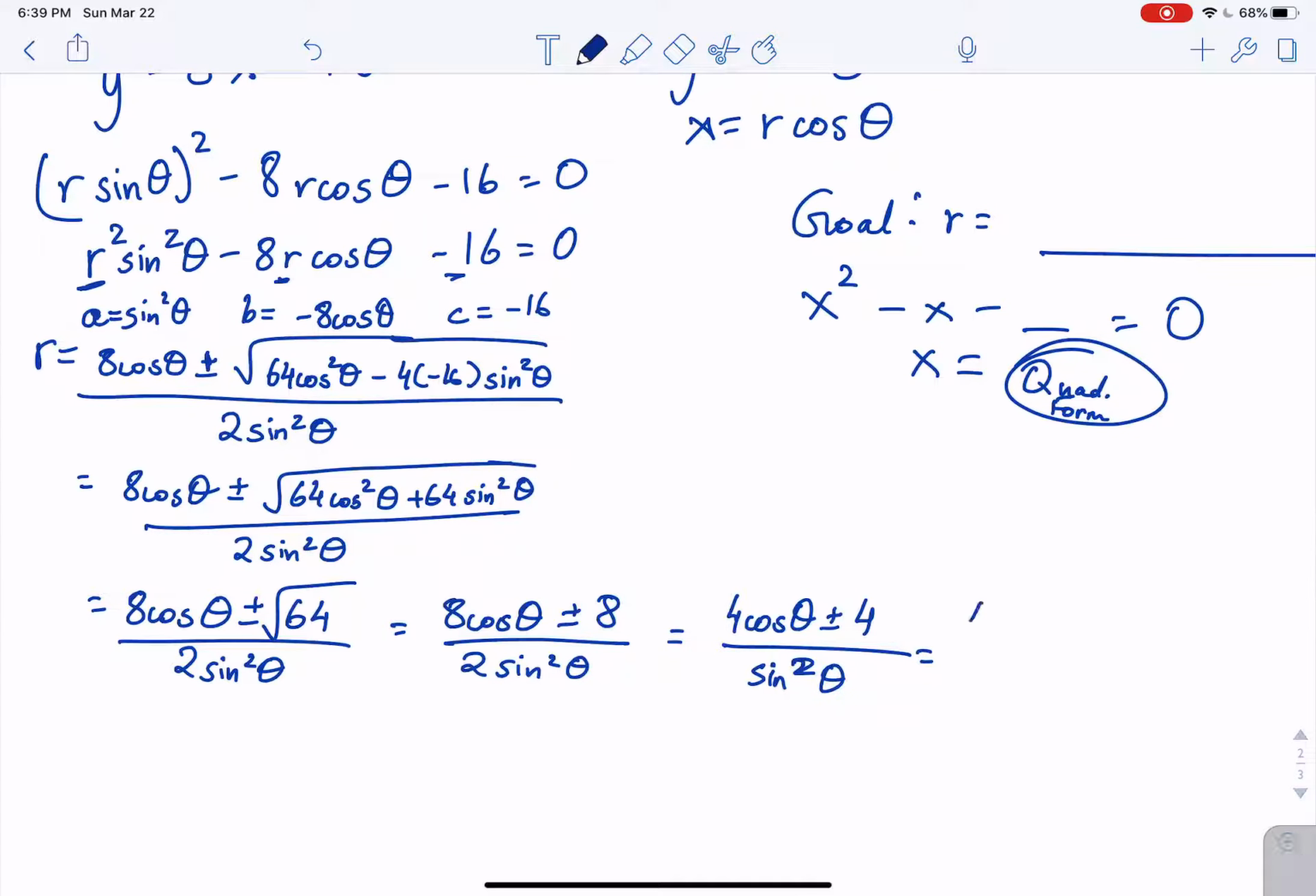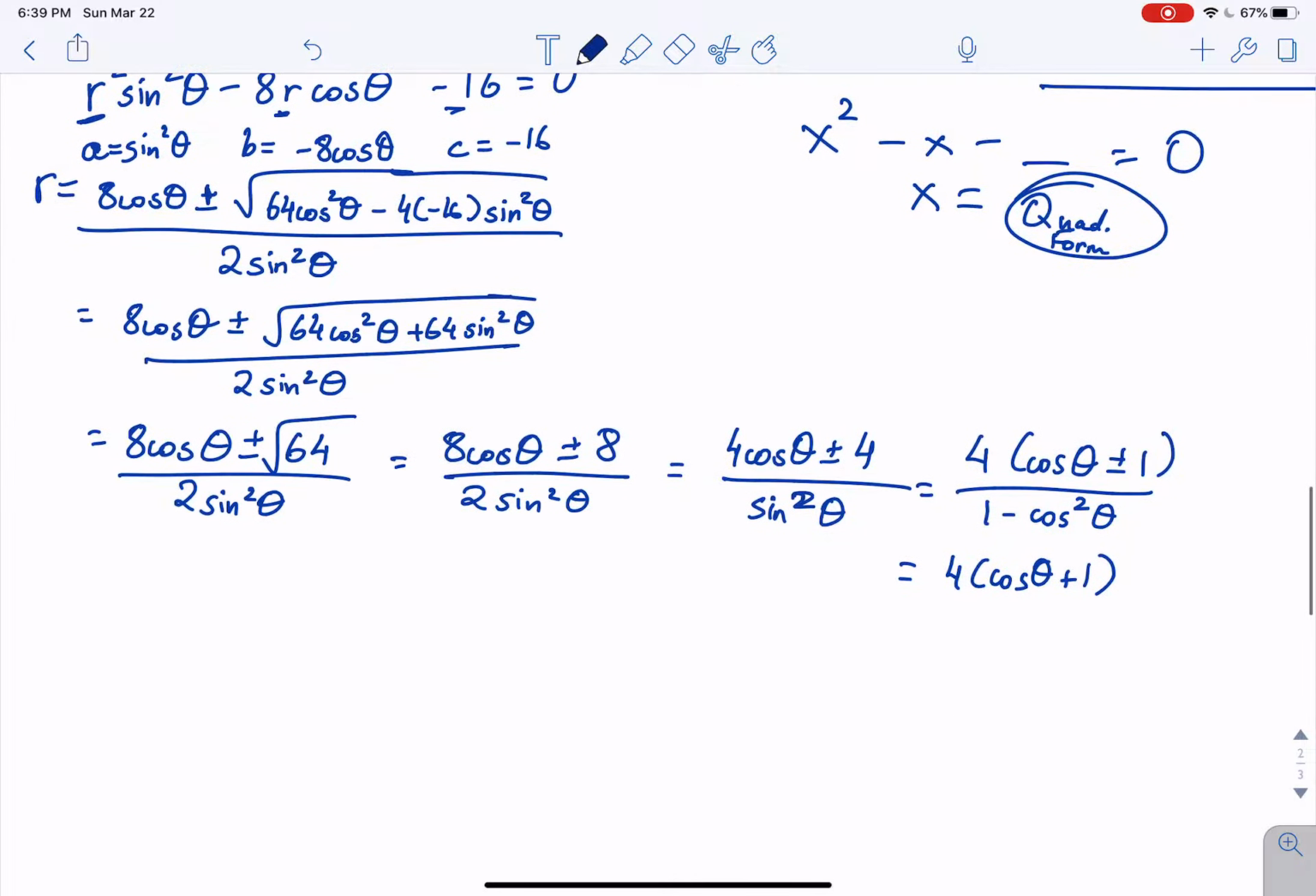And I can factor out 4. And change sine squared to cosine squared, so I get everything in terms of cosine. So let's split this up now. We have the 1 plus cosine. We'll factor at the bottom. And that gives me 4 over 1 minus cosine theta. Or I can use the subtraction version.